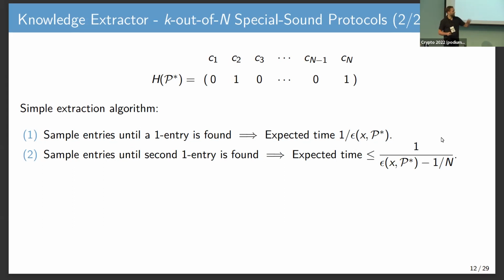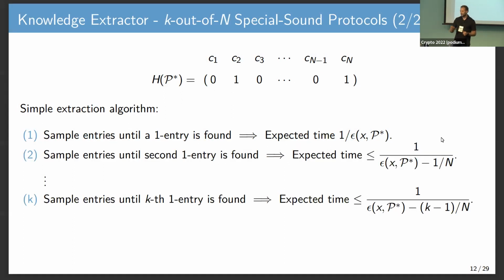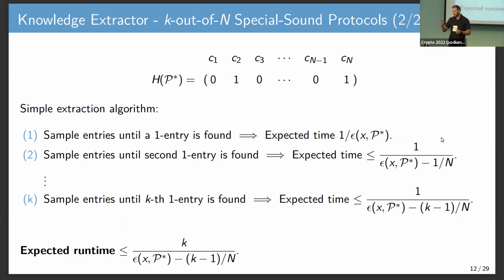And the minus 1 over n appears because now we have the same vector, but we have removed one entry out of the vector because that's the one that we had already found. We continue in that manner, and for the final transcript that we need, so the kth transcript, it takes expected time at most 1 over epsilon minus k minus 1 over n. Altogether, this extraction algorithm succeeds in time at most k divided by epsilon minus k minus 1 over n. So all the steps combined.